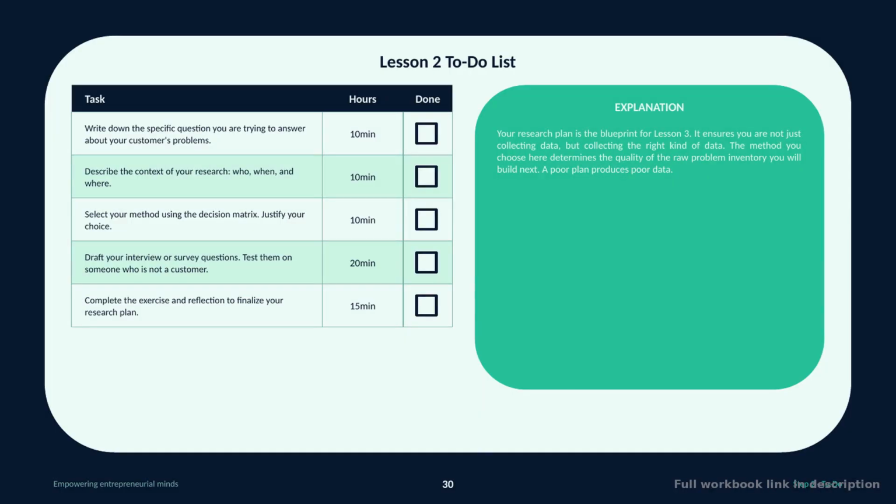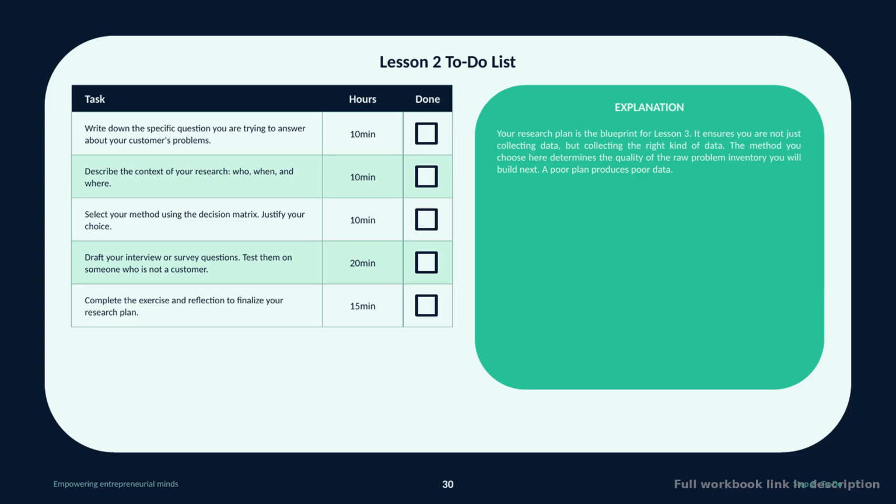Your to-do list for this lesson. First, write down the specific question you are trying to answer. Second, describe the context of your research. Third, select your method using the decision matrix and justify your choice. Fourth, draft your interview or survey questions and test them on someone who is not a customer. Finally, complete the exercise and reflection to finalize your research plan.